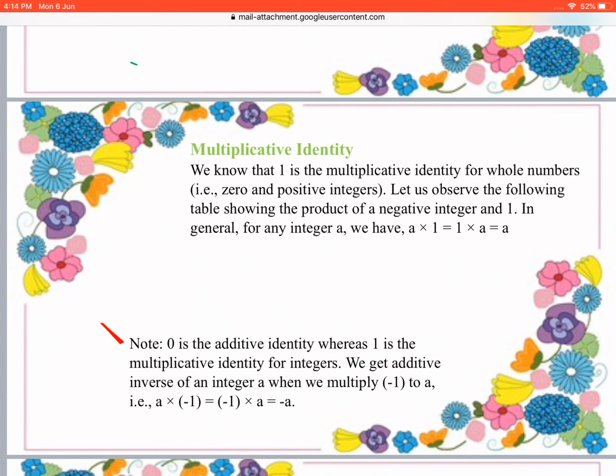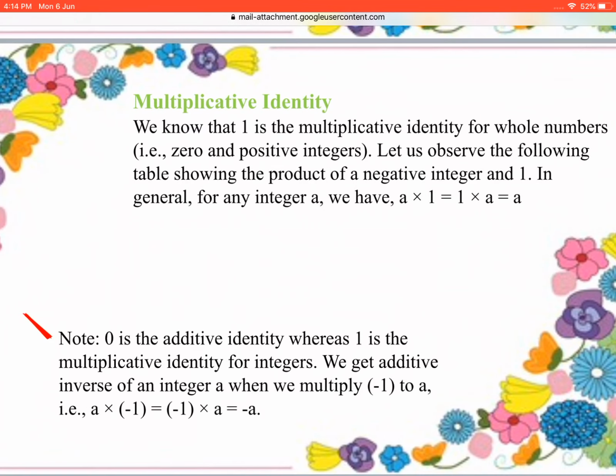And in additive identity we need to add something, so if you add 0 to any number, you will receive that number, not 0. All right, and one note is also given for you people, and that is 0 is the additive identity, whereas 1 is the multiplicative identity for all integers.